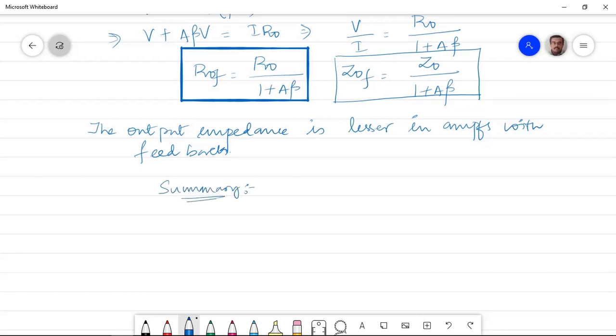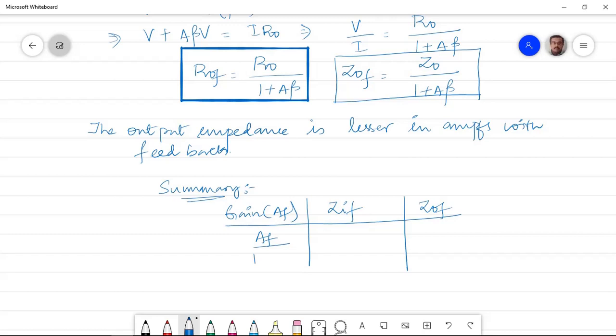The summary we can quote here is, as far as the gain is concerned, which is AF, the input impedance, which is ZIF, and the output impedance, which is ZOF: gain AF is A divided by 1 plus A beta. And what is happening to ZIF? It is nothing but ZI divided by 1 plus A beta, and ZOF is Z0 divided by 1 plus A beta.